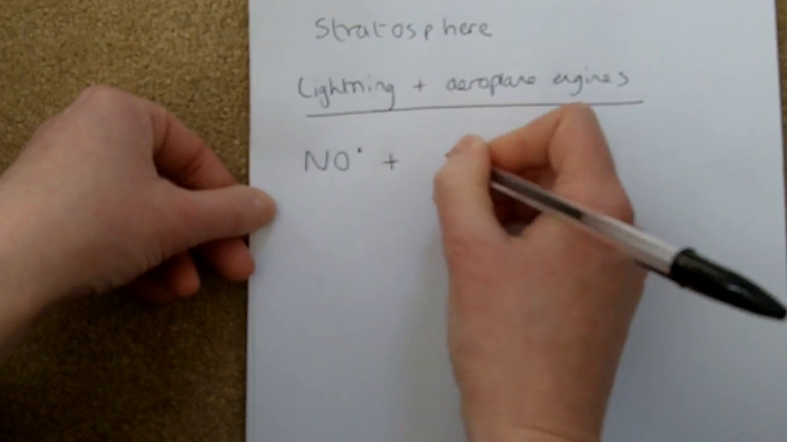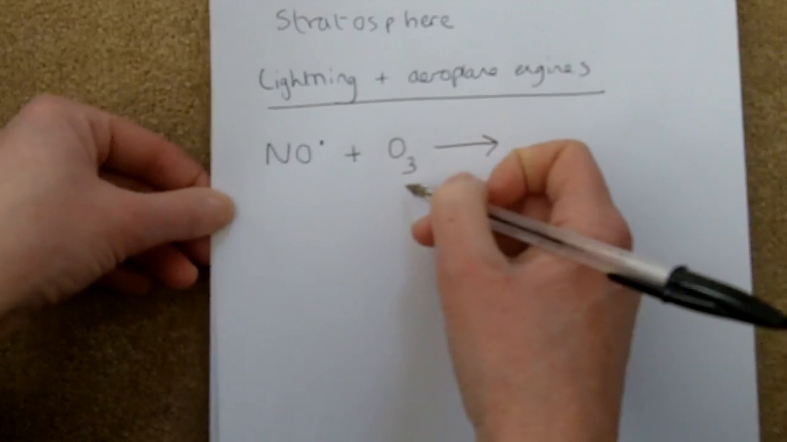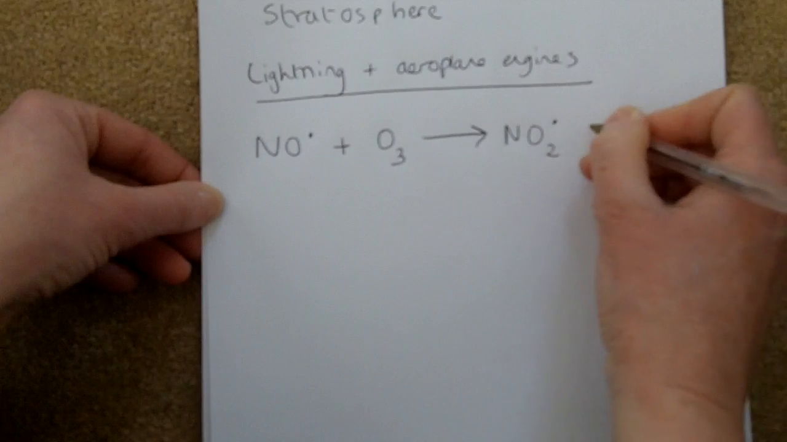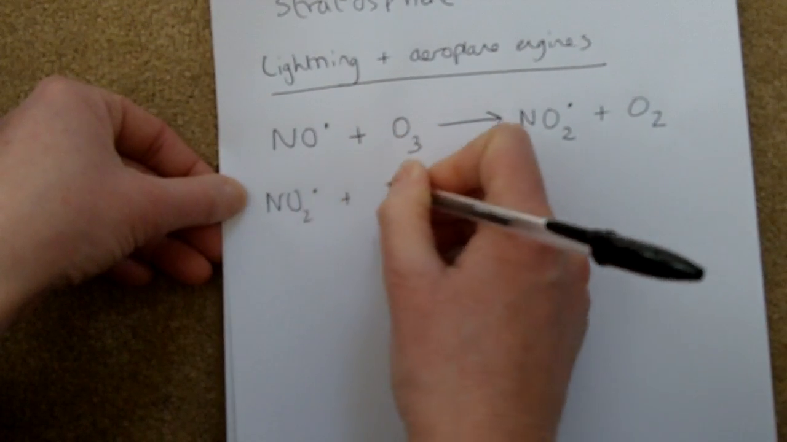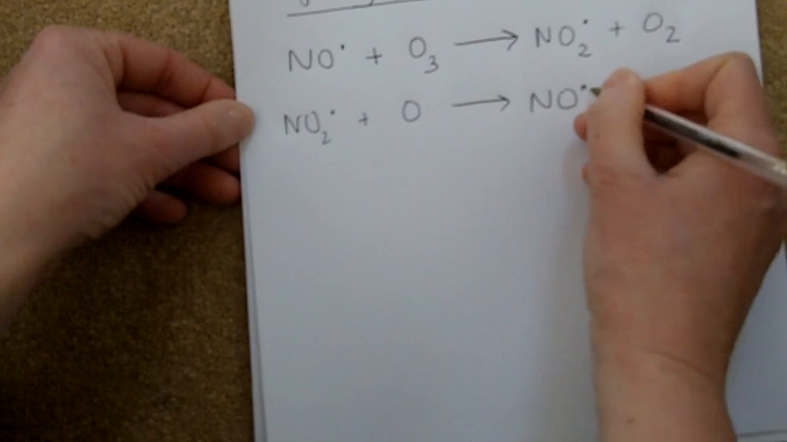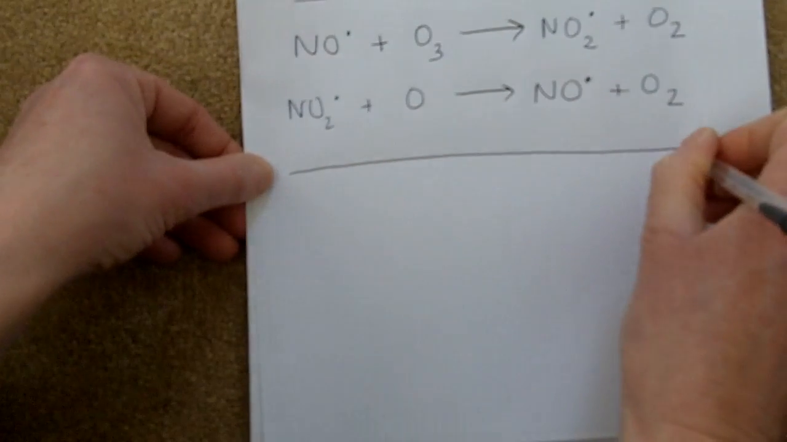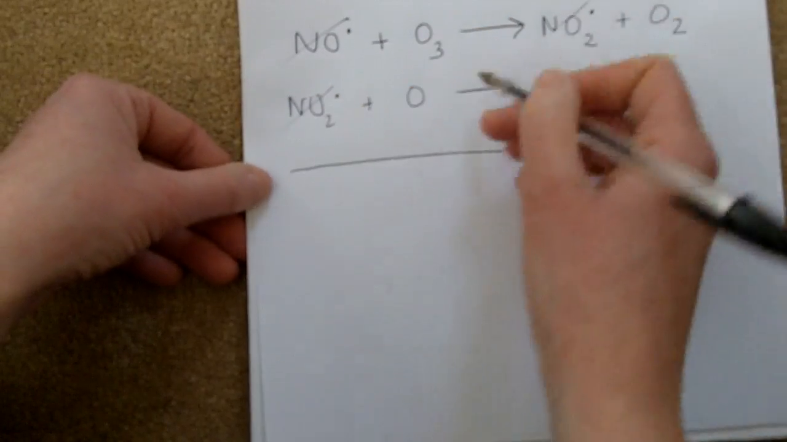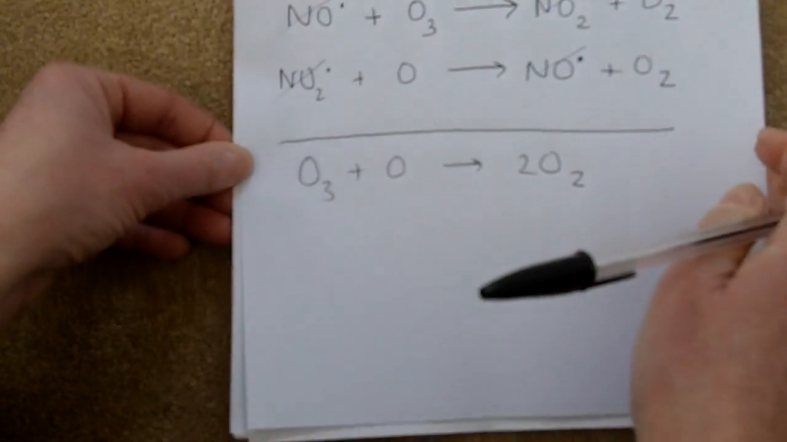Then it's exactly the same mechanism for how it depletes the ozone layer. You get NO and the ozone molecule, and then you get NO2 radical plus an oxygen molecule. Then the NO2 radical plus an O atom gives you back your catalyst, your NO radical, and oxygen. So the overall equation is exactly the same. If you cancel out the left and the right because they're identical, you've got O3 plus O going to 2O2. So this is the equation for the depletion of the ozone layer.